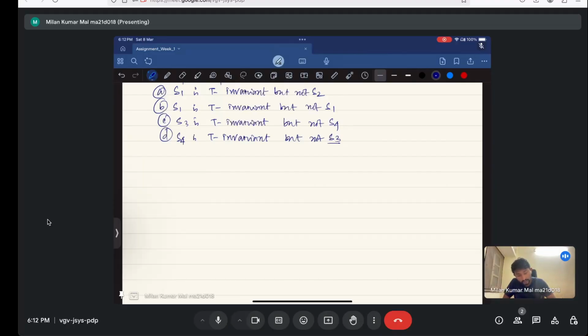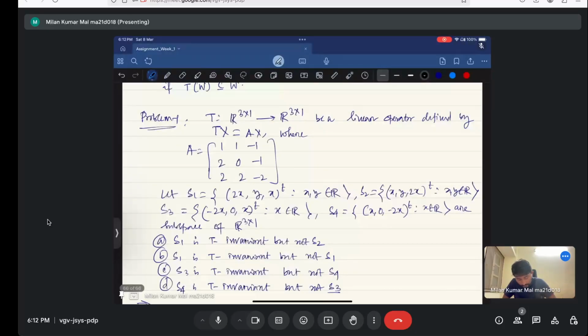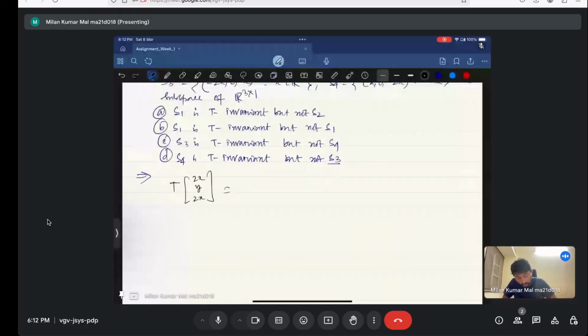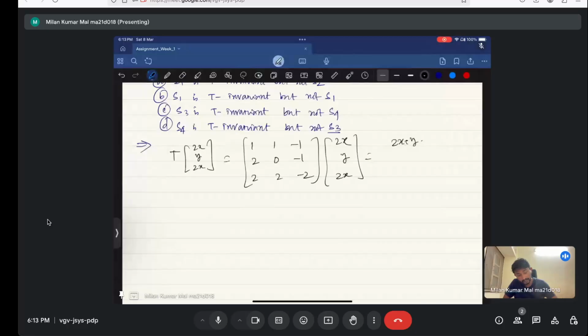So let's try to find. Tx is given by this matrix A. So let's write T of a vector. Let's take the vector (2x, y, 2x). This equals the matrix 1 1 minus 1, 2 0 minus 1, 2 2 minus 2 multiplied by (2x, y, 2x), and this will be 2x plus y minus 2x.